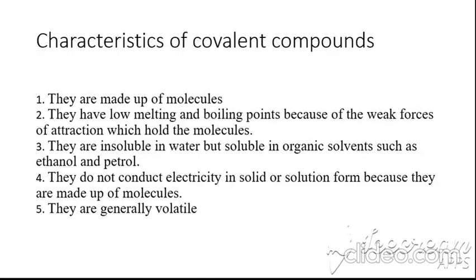Okay, now let's do the characteristics of covalent compounds. The characteristics for ionic bonding, I'm sure you can remember, it's just the opposite for this one. So they are made up of molecules. And I talked about molecules. They have low melting and boiling points, because of the weak forces of attraction which hold the molecules. So it's just the opposite of ionic bonding. They are insoluble in water, but soluble in organic solvents. But for ionic bonding, they are soluble in water. Just the vice versa of the other.